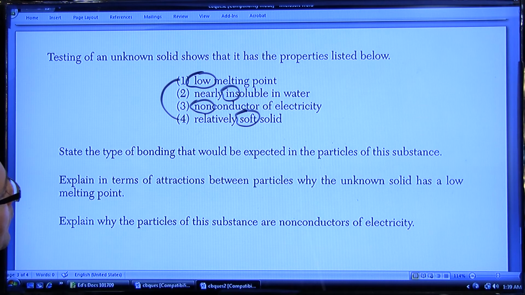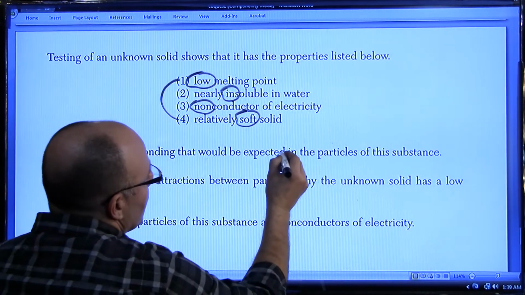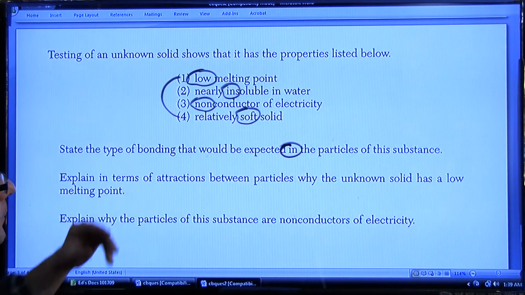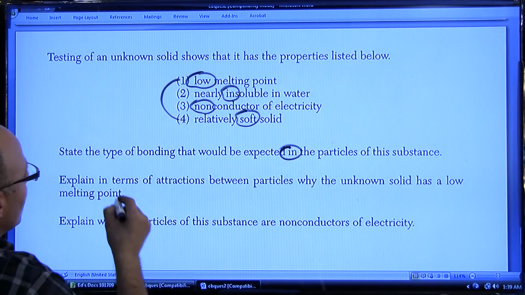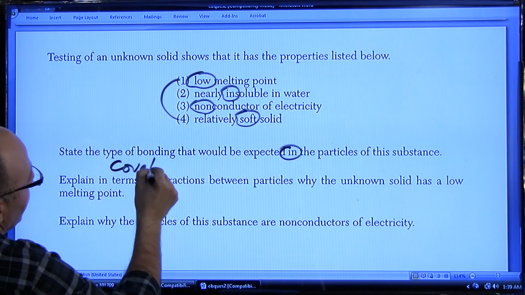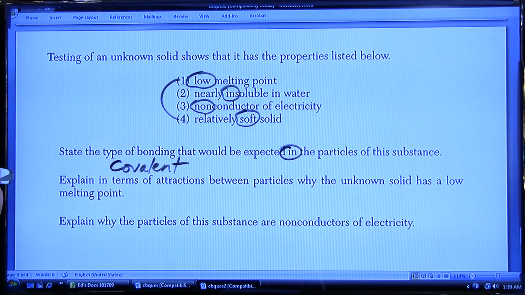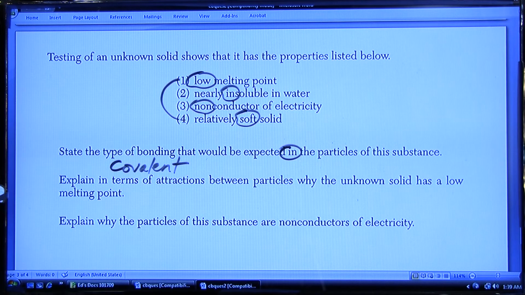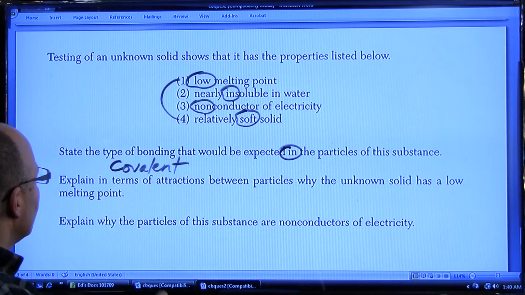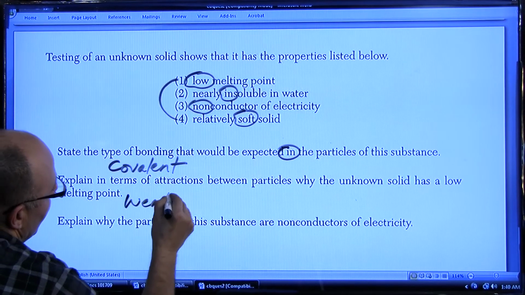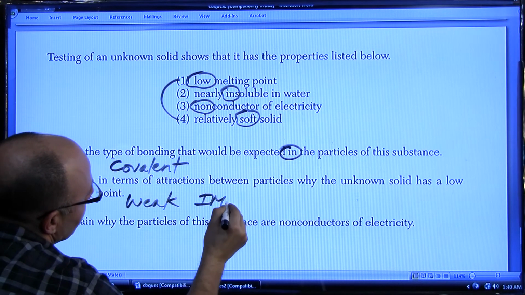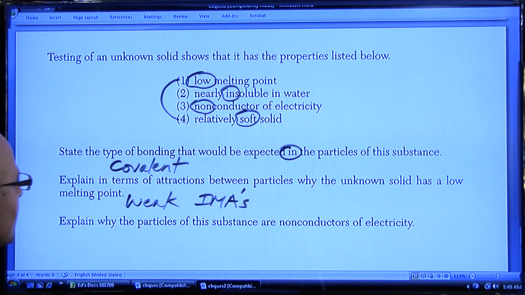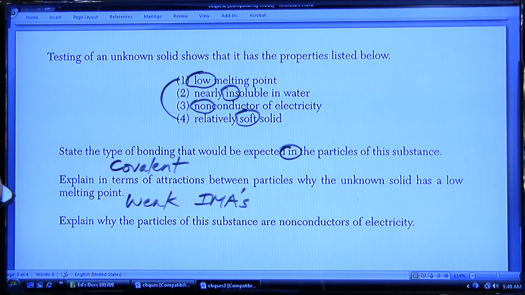State the type of bonding that would be expected in the particles of this substance. Well, these are properties of molecular or covalent compounds. Explain in terms of attractions between particles why the unknown solid has a low melting point. Well, as I said before, if it has weak intermolecular attractions, it has to have a low melting point. So weak intermolecular attractions, or forces of attraction, is what they're looking for here.